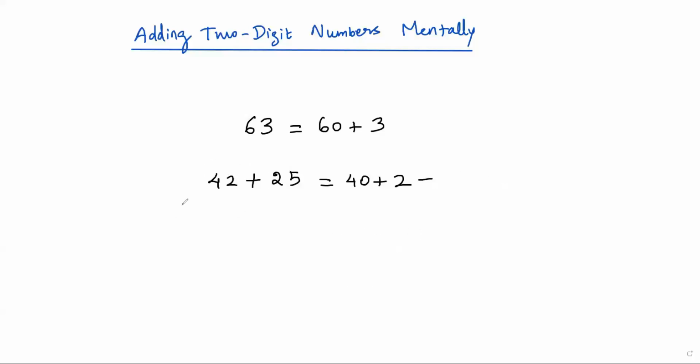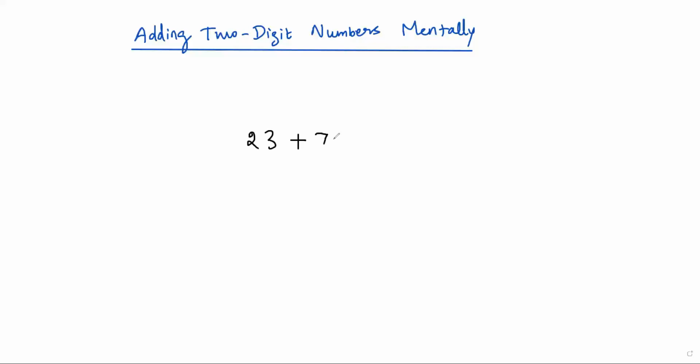Okay, let's look at another example. 23 plus 17. Here, we have nothing to do with this 70 because 70 is already a round figure, but 23 is not a round figure. So you have to break this 23 into tens and ones. Then we'll be getting 20 plus 3 plus 70. Now 20 and 70, both of them are round figures. You just add the digit at tens place. 2 plus 7 is 9, that is 90. Addition of 20 and 70 plus 3, which is 93.